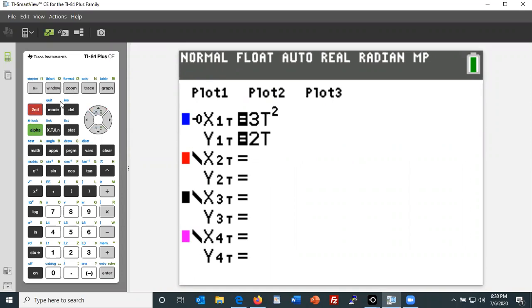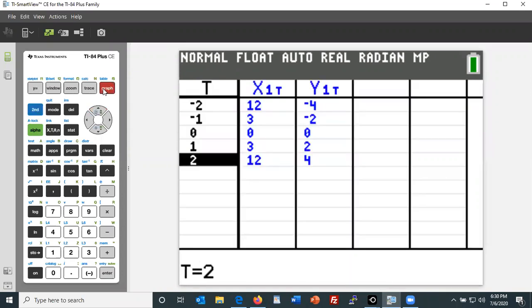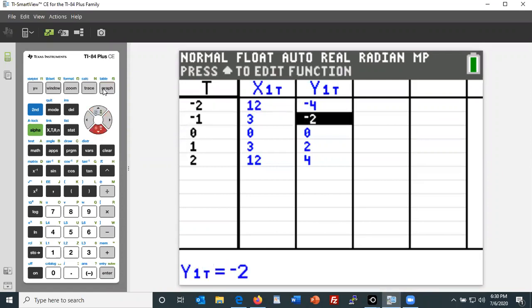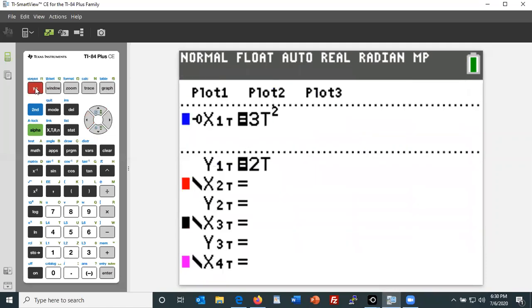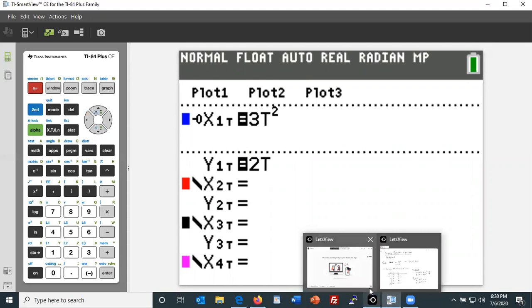So again, you would hit second and graph. You type in the t values, and then notice it will give you in blue both the x and the y values computed in both of these equations. Okay, so now let's go back to our notes and let's do the rest of this by hand.